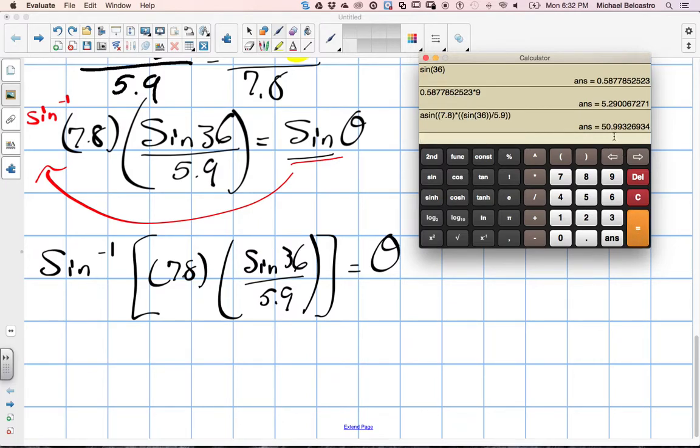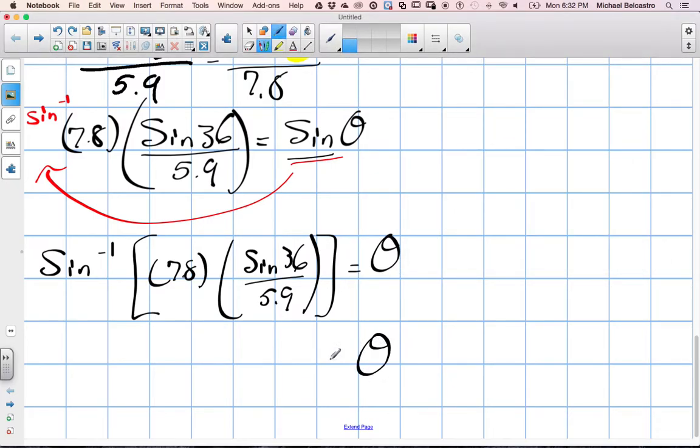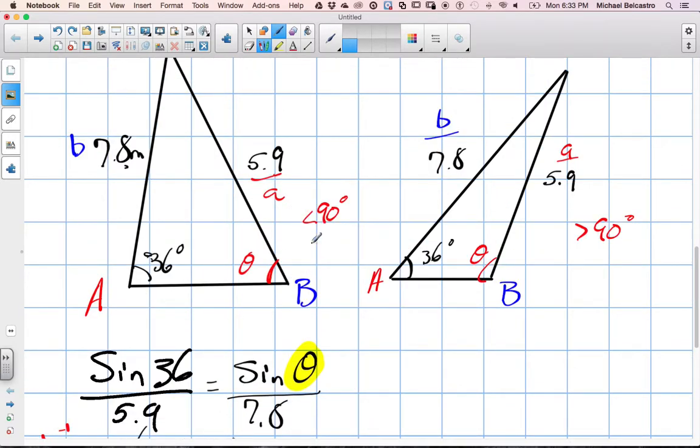Answer is 50.99, okay? Assuming I put this all in correct. So what that means is our theta is 50.99, which is roughly 51 degrees. Okay, that makes sense for an acute angle, okay?